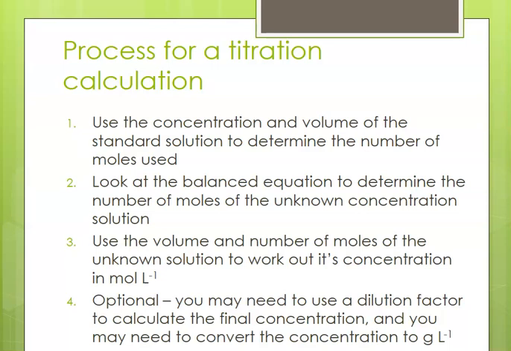So you use the concentration and the volume of your standard solution to work out the moles of your standard solution. Then you can look at your balanced equation and go, if I've got so many moles of this, and the ratio is so-and-so, then I must have so many moles of that. Once you know the moles of your unknown solution and the volume of your unknown solution, which you've worked out through your titration, then it's easy to work out your concentration in moles per litre. You may need to use dilution factors and or convert to grams per litre in your final step, but those are simple steps that are discussed elsewhere.